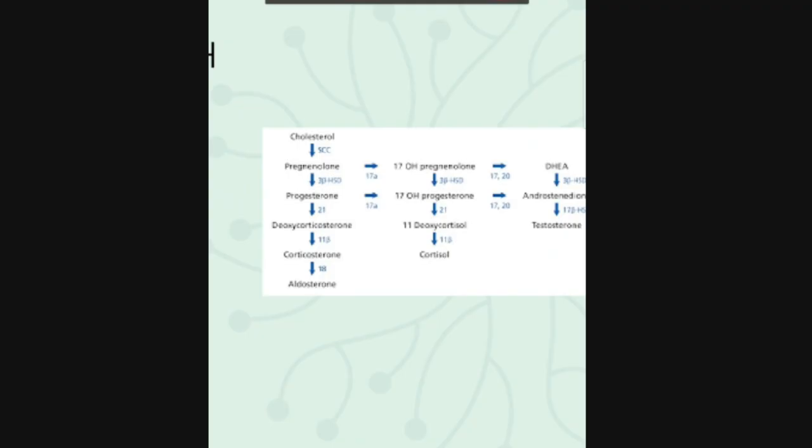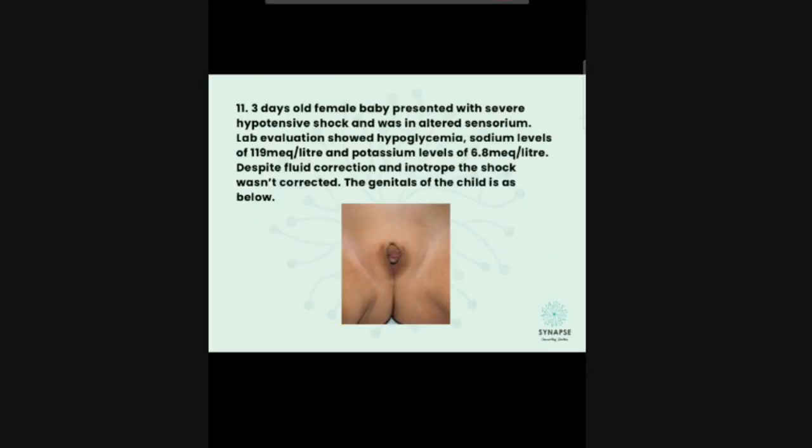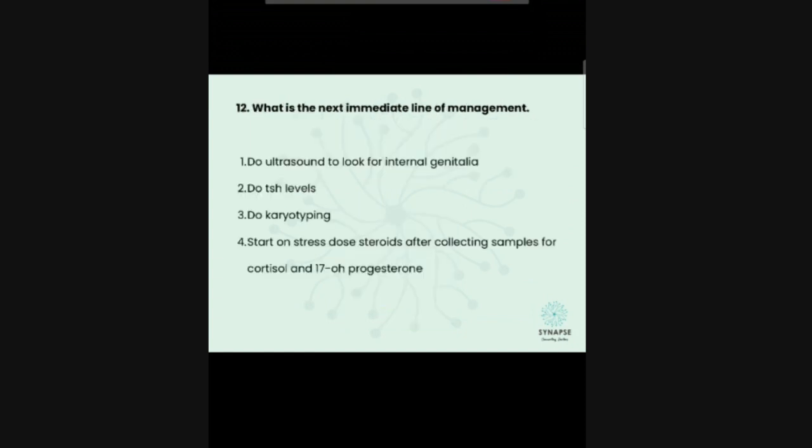Never forget all these facts. This is the most common scenario that will be asked in your exams, so repeatedly rehearse it. For the question on the next immediate line of management, this is the answer: start stress dose steroids.